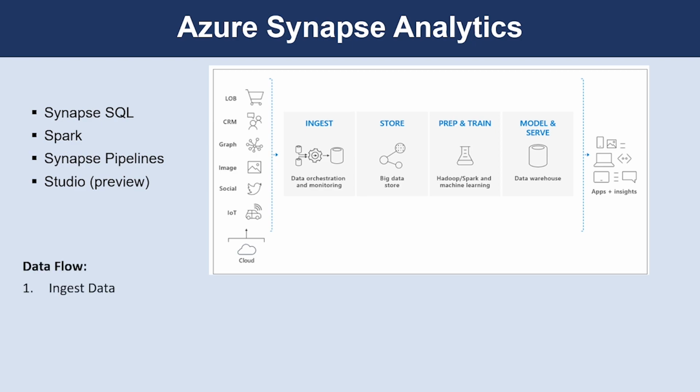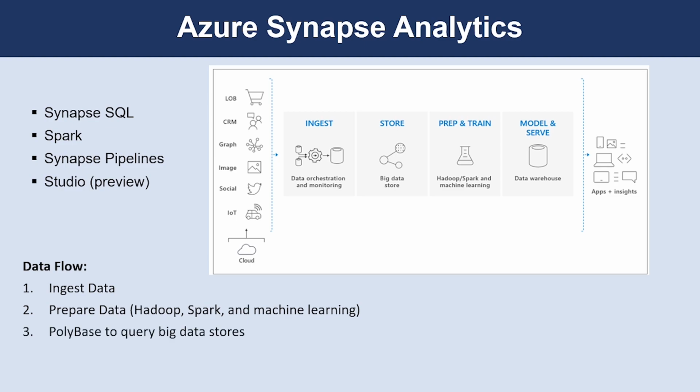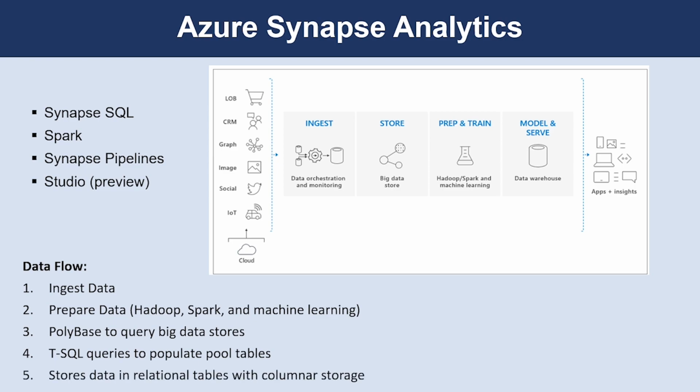Now let us look into the data flow. The first step is the data ingestion. Different varieties of data can be ingested into the system. The next step is to prepare your data. That is where you would use Hadoop, Spark, and machine learning. Third step is to use PolyBase to query big data stores. And then you will use T-SQL queries to populate the pool tables. And finally, you would store data in relational tables with columnar storage.